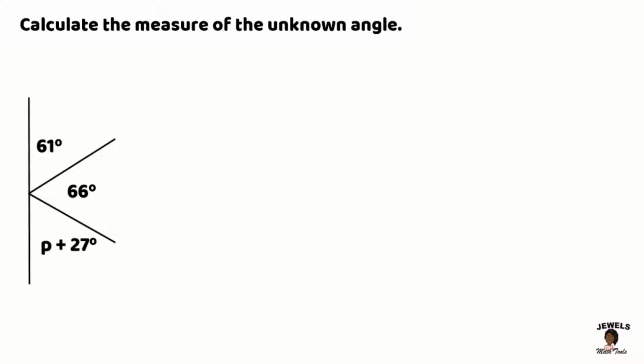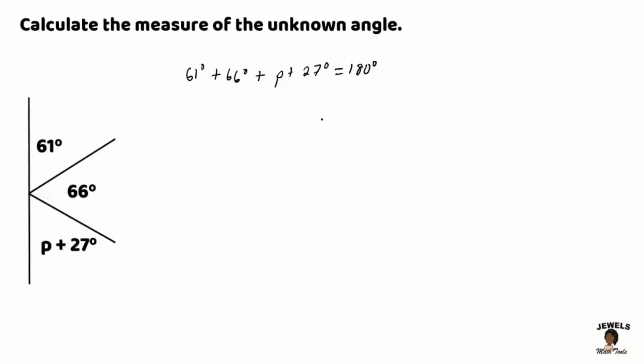In our first example, we're going to be calculating the measure of our unknown angle P when we have expressions involved with our angles on a straight line. In beginning solving these equations, it's important that you begin by first writing out the actual equation, remembering that 61 degrees plus 66 degrees plus P plus 27 degrees should all sum to 180 degrees.